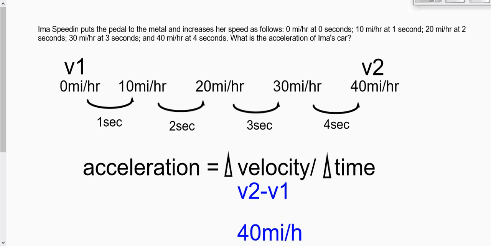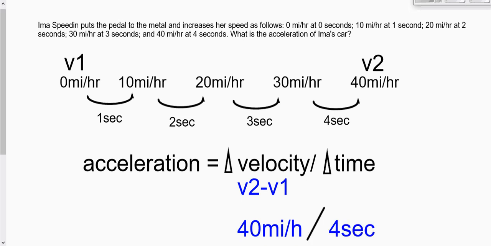I have to divide this by the change in time. How much time has elapsed? Well, we started at time 0 and we increased for 4 seconds. So my time has changed 4 seconds from 0 seconds. 4 minus 0 is a total of 4 seconds. So now we have 40 miles an hour over a change in time of 4 seconds.